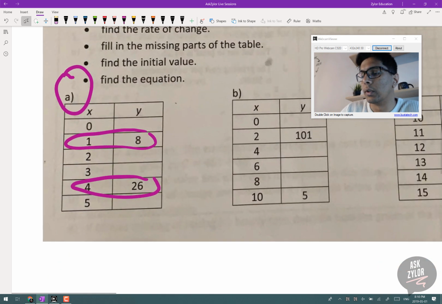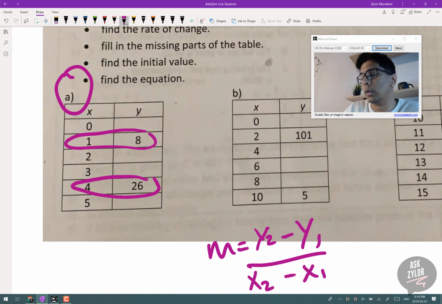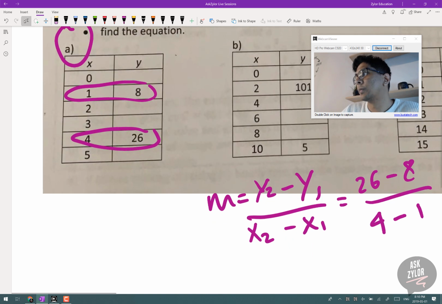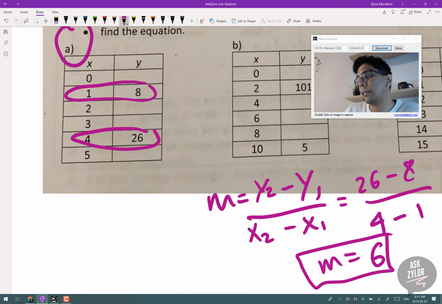Okay, so the slope I know has the equation y2 minus y1 over x2 minus x1. So my y2 would be 26 minus 8 over 4 minus 1. So my slope ends up being just 6, because 26 minus 8 ends up being 18, and 18 over 3 is going to give me 6. So that's my slope.